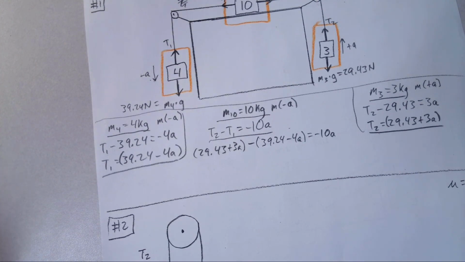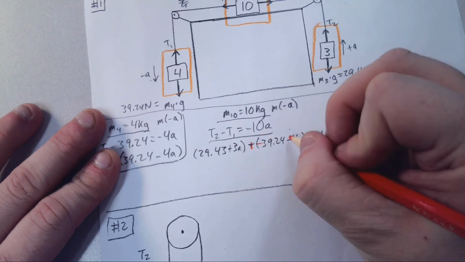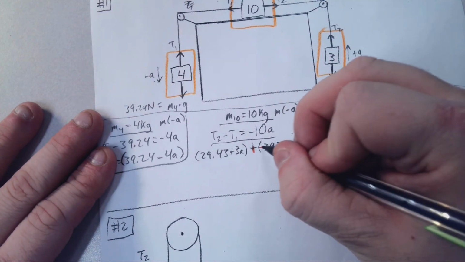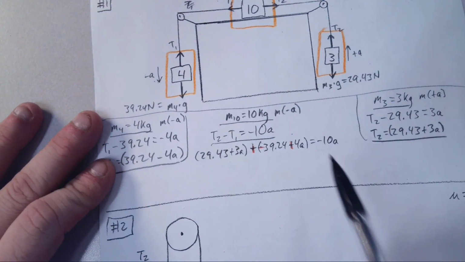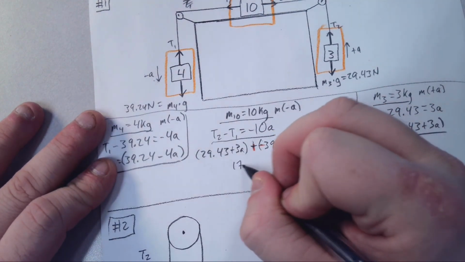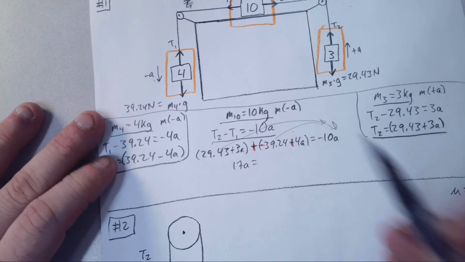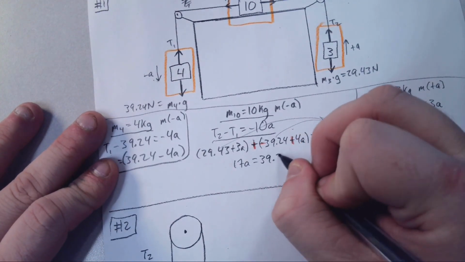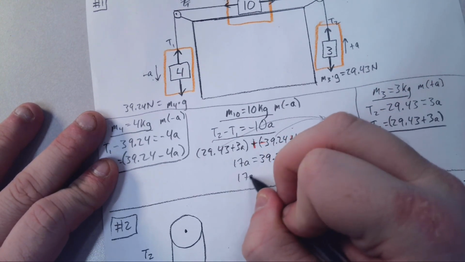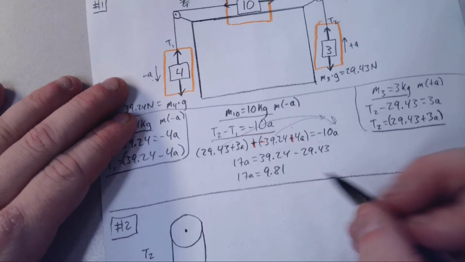Here we want to make sure that we distribute that negative. So that negative here, that positive makes that negative, makes that positive. I'm going to move my 10 over here to get all the A's. So 3 plus 4 plus 10 is 17A. And I'm going to move 39.24 over, and subtract 29.43. So 39.24 minus 29.43. 17A equals 9.81. That's not a coincidence. We'll talk about that in a little bit, why that is.